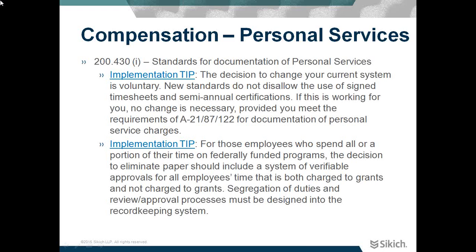Provided that you comply with the old requirements of A-21, A-87, A-122 for documentation of personal services, you don't have to change anything if you don't want to. But it is important that you do change for those employees who spend all or a portion of their time on federally funded programs. The decision to eliminate paper should include a system of verifiable approvals for all employees' time that is both charged to grants and not charged to grants. So really what we're looking for there in the system of internal controls is approvals and segregation of duties. So you're still going to have to see in the system that somebody has approved that time and that the person approving it is not the same person that's working.